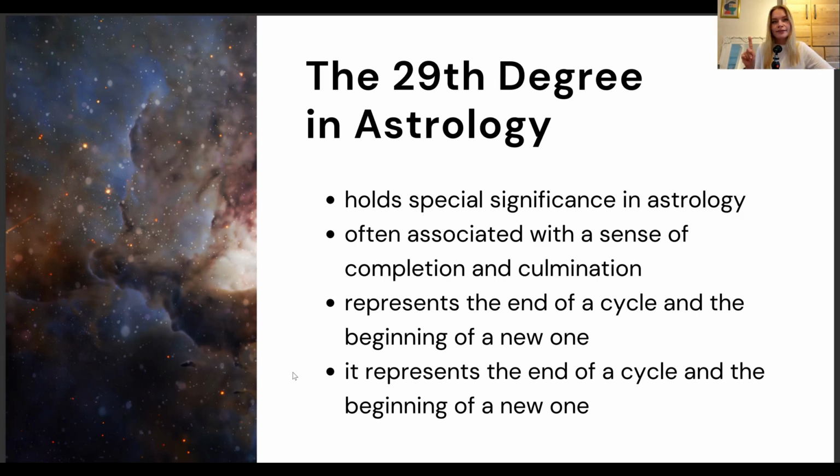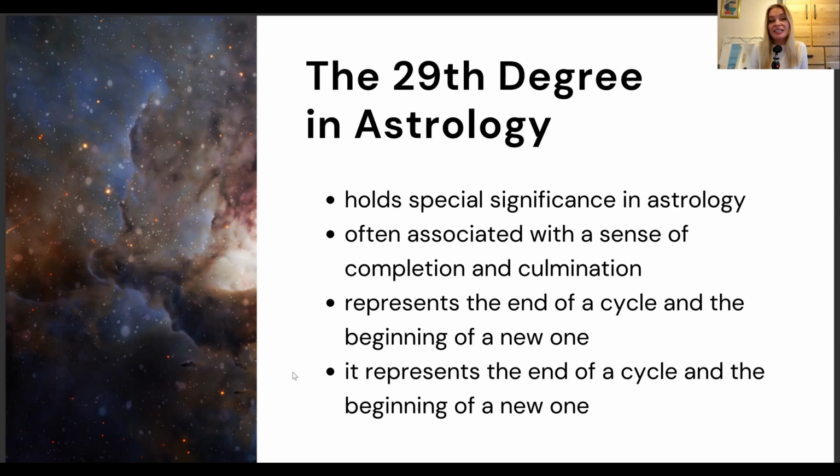We need to look at what area of life the planet in play rules. Because in that area of life, something is coming to an end, coming to a conclusion. So the 29th degree can have an impact on our career choices, our paths, and it may indicate a need for completion, closure in the career sense. It can also signify a time of transition, a potential for some new beginnings in the professional world.